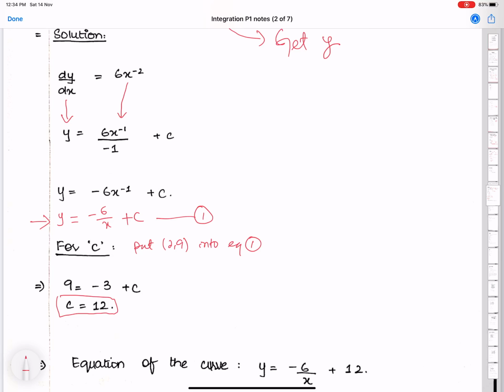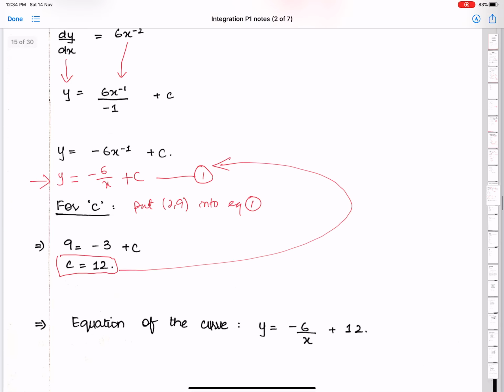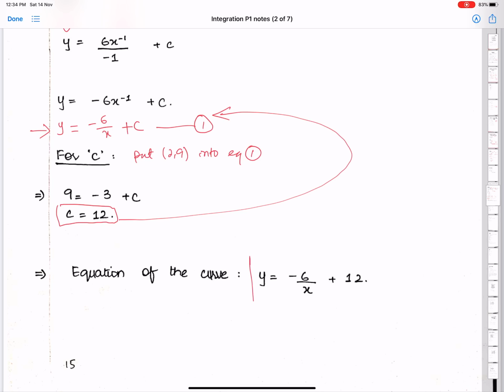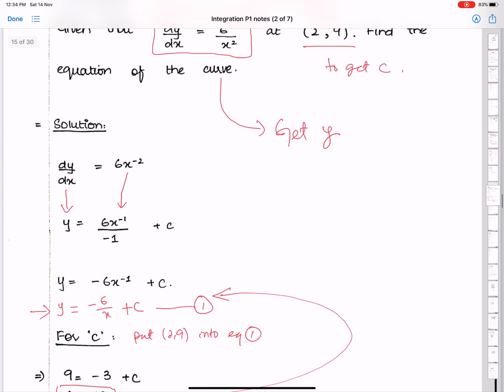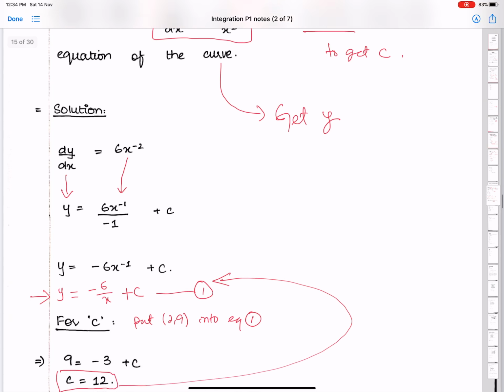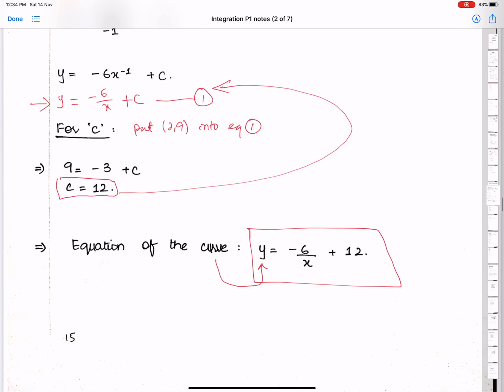When you put (2, 9) into this equation you will get C as 12. Now substitute this C back into equation 1. When you substitute C back into equation 1 you will get this equation, and see, this is the equation of the curve. This is the way to get the equation of curves. You just need to integrate the gradient, then substitute the point to find C, and then substitute C back into equation 1, and you will easily get the equation of the curve.